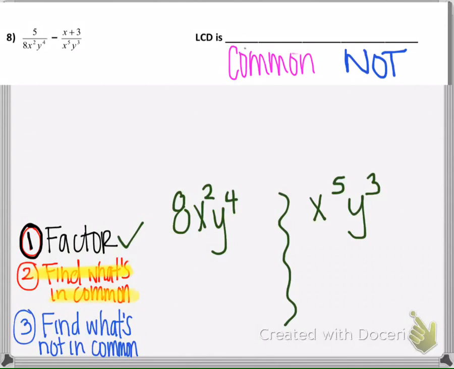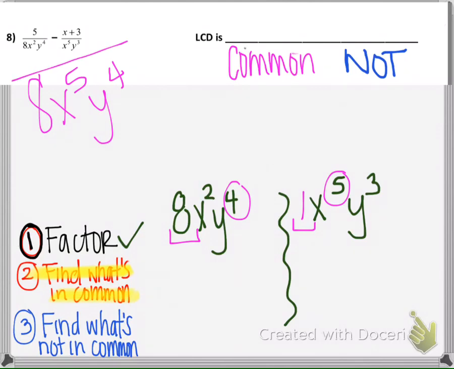In this problem, we just have monomials. So the fast way to do it is what can 8 go into, and here there's a 1. So 8 and 1 can go into 8. And then they both have x's. You take the higher exponent, so x to the 5th. They both have y's. You take the one with the higher exponent, and this would be our common denominator, our least common denominator.